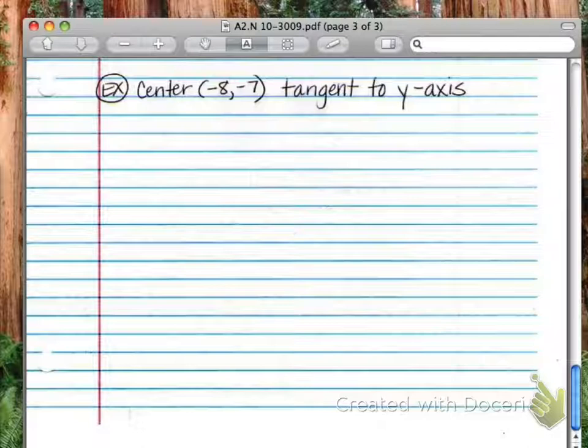So now we're wanting to write in standard form the equation of a circle that has a center of -8, -7, and is tangent to the y-axis. So if I draw, it's better to draw those pictures. So I'm going to go ahead and draw a picture.